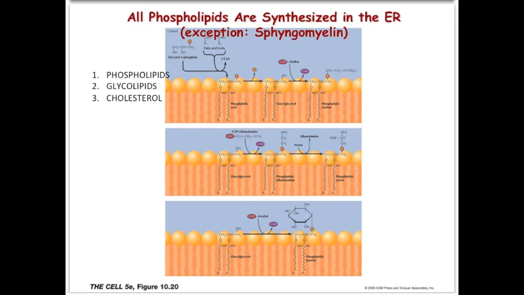But before going into the process itself, it is important to mention that there is one exception to that rule. There is one phospholipid that is not synthesized in the ER, and that is sphingomyelin. This phospholipid is synthesized in the Golgi.